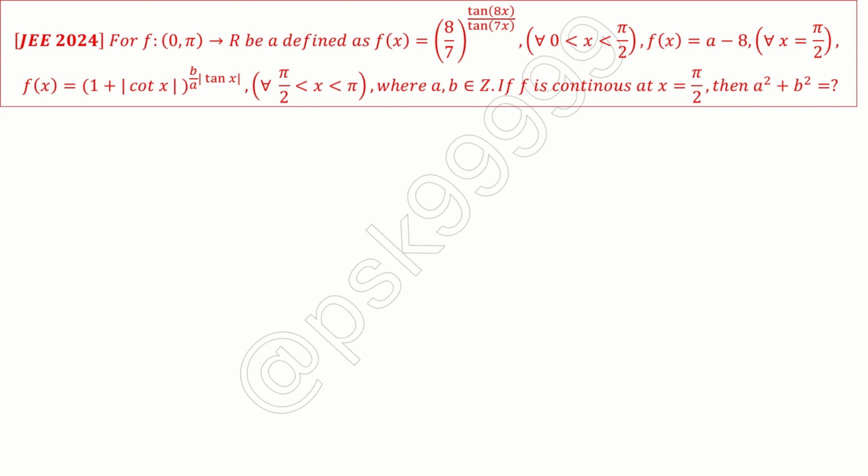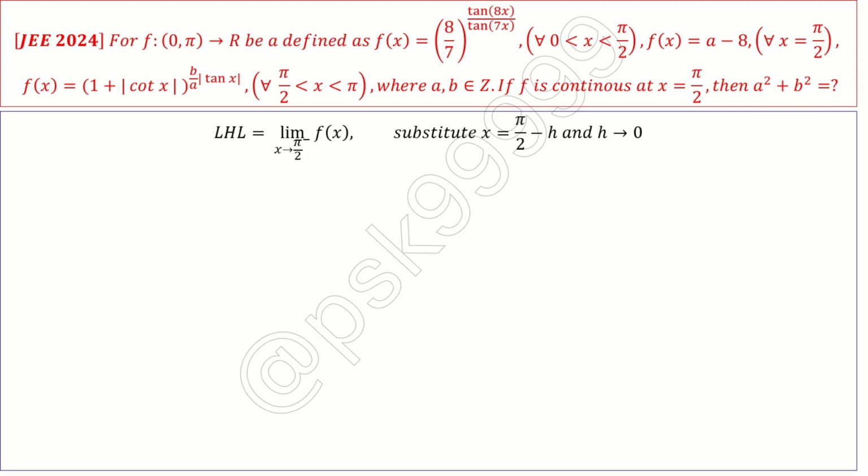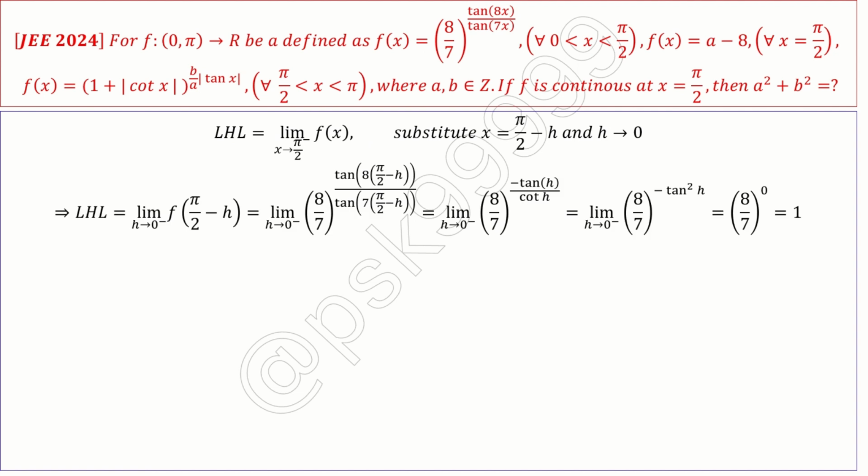So first let us find out LHL and RHL. For LHL it is x tends to pi by 2 minus, slightly less than pi by 2, which means I need to take the f of x definition as 8 by 7 to the power of tan 8x by tan 7x. Correct? So I'll substitute x equal to pi by 2 minus h and h tends to 0. So LHL is nothing but limit h tends to 0 minus f of pi by 2 minus h, which is nothing but 8 by 7 to the power of tan of 8 times pi by 2 minus h divided by tan of 7 times pi by 2 minus h.